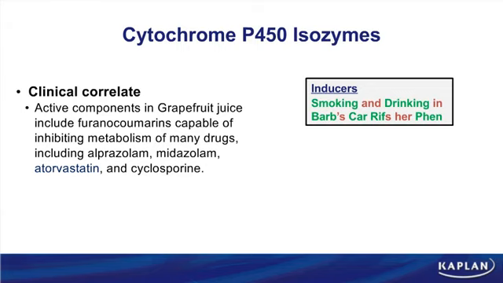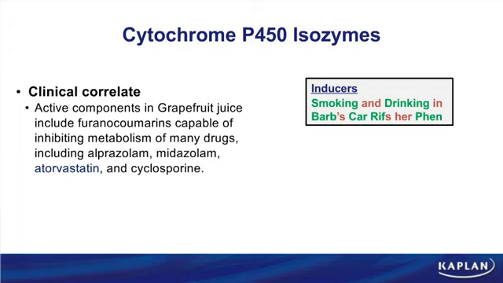Drinking, because chronic ethanol is a P450 inducer. Now, where are we going to do our smoking and drinking? That's right, in Barb's car. So who is Barb? Barb is a barbiturate like phenobarbital. Phenobarbital is a classic inducer. Car, carbamazepine, one of our anticonvulsants, very popular drug. Notice smoking and drinking in Barb's car riffs her fin.